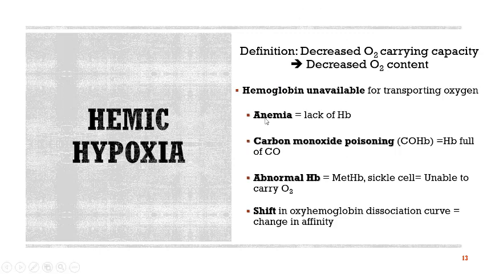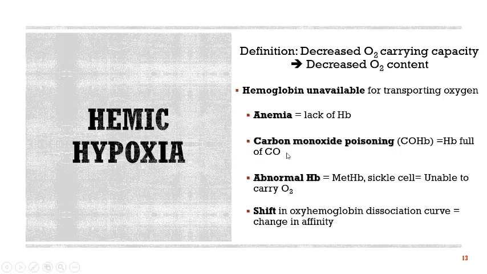So some of the things that can happen is having a lack of hemoglobin, which is anemia. So that just means you don't have buses to carry it at all. Carbon monoxide poisoning, or they call that COHb, carboxyhemoglobin. And that's when your hemoglobin are filled with carbon monoxide.